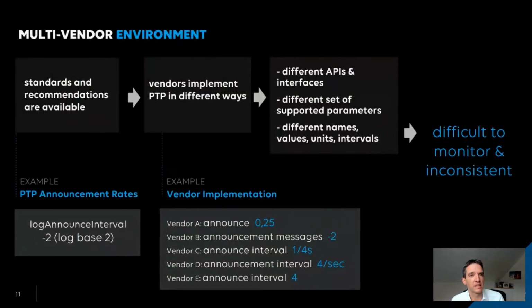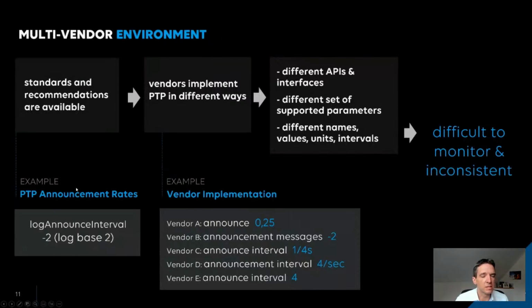Let me give you an example on a multi-vendor environment from our experience. For sure, we have the standards, we have the recommendations, they're all available. But the vendors, they use those standards and they implement things in a slightly different way. As we said, there could be different APIs and interfaces. There is no standardized API for that. There are different sets of supported parameters. Not every vendor supports all of the defined PTP parameters in the standard. And what we see more often, they give parameters different names, values, units, intervals, etc., which makes it difficult to monitor and also inconsistent. And here is an example.